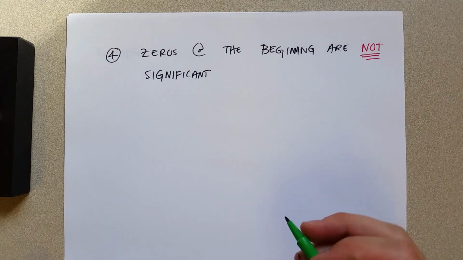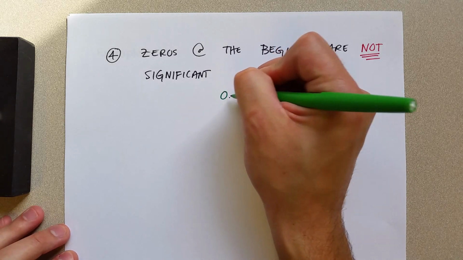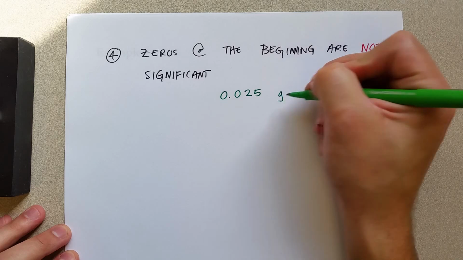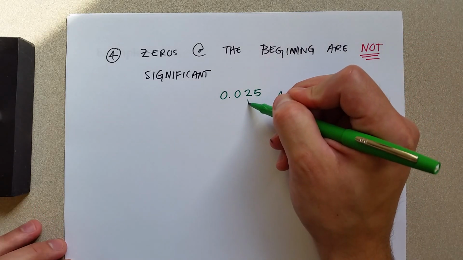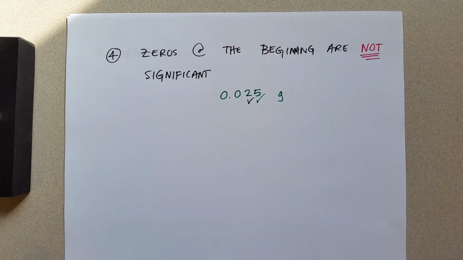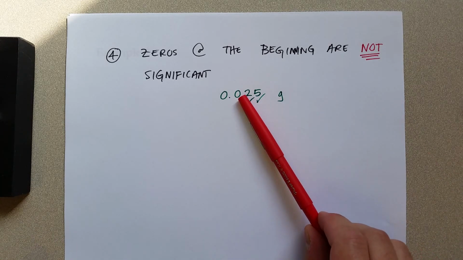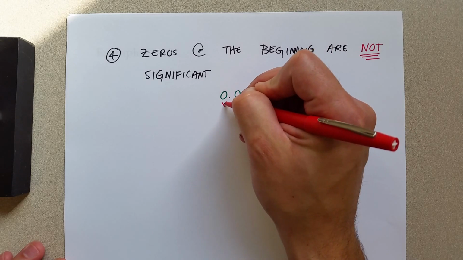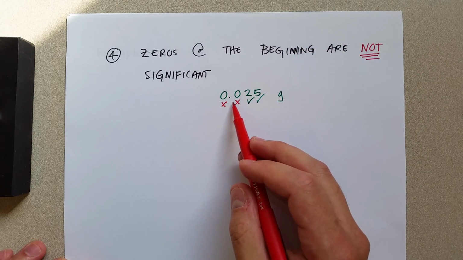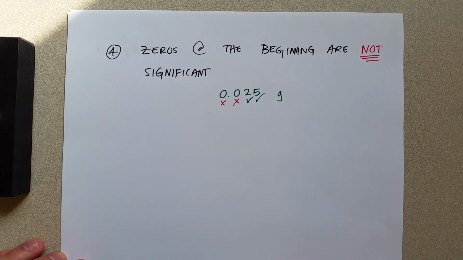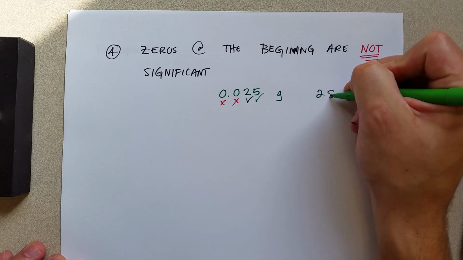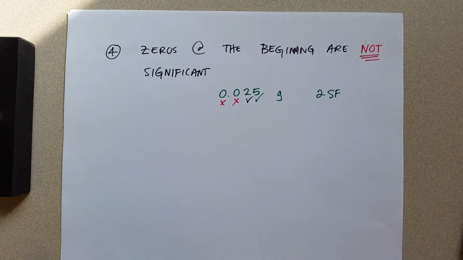So for this scenario, let's look at this value. Say we have 0.025 grams. Of course, the 2 and the 5 are significant, non-zero values. These zeros at the beginning are not significant. All they really are is placeholders. These zeros are telling us that 2 is in the hundredths place and that 5 is in the thousandths place. So this value only has 2 significant figures. And that will always be the case.